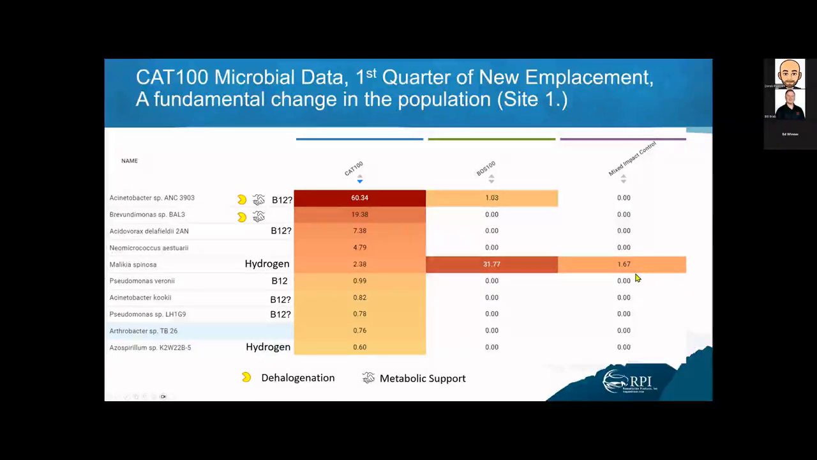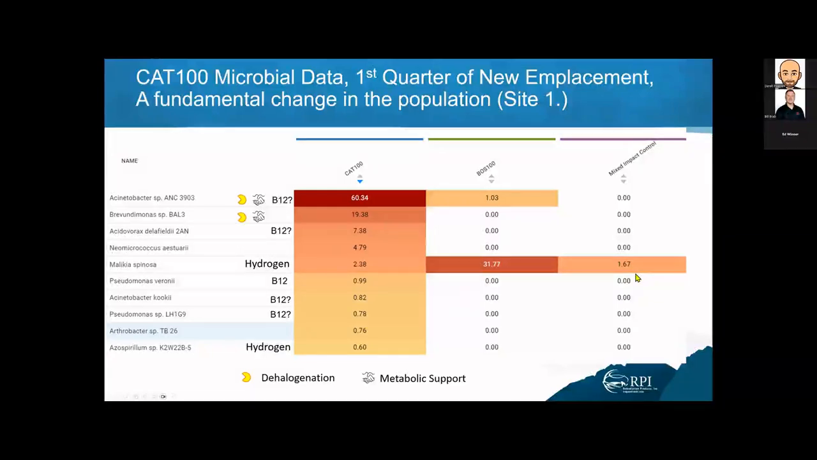The one sample in the middle is the BOSS 100 sample. So remember, the Cat 100 is biotic, the BOSS 100 is abiotic. And then on the far right, I have a mixed impact control. Okay, so this is an area that had contamination in it but was not treated. So in the first quarter, notice the change.